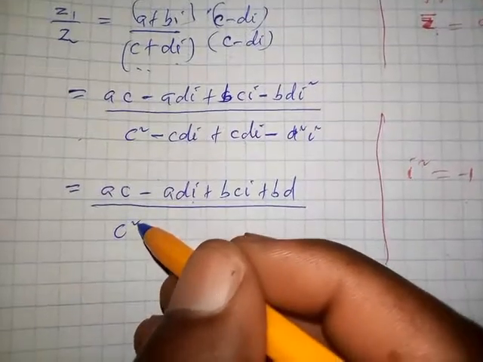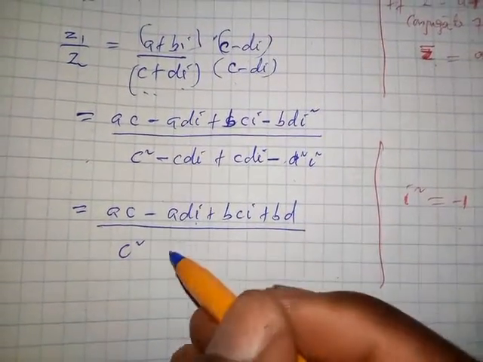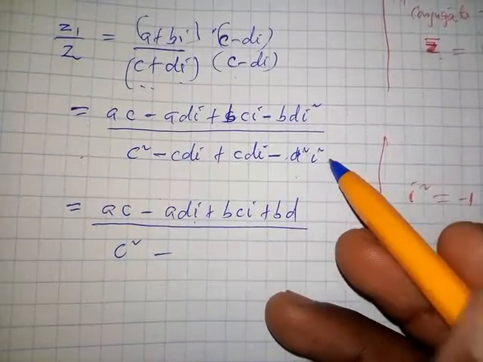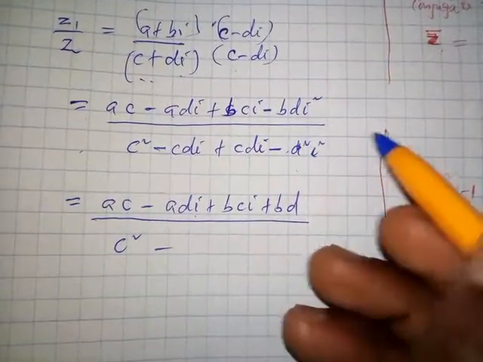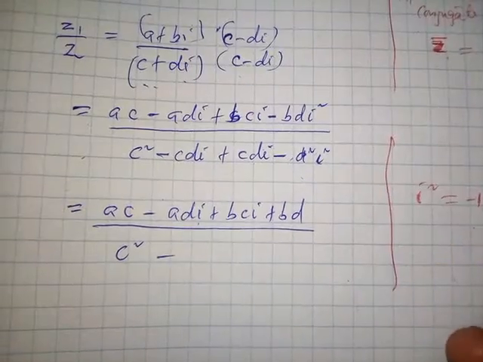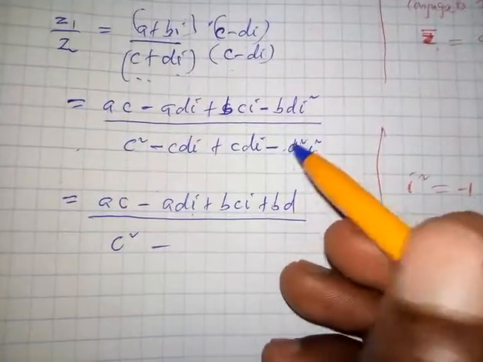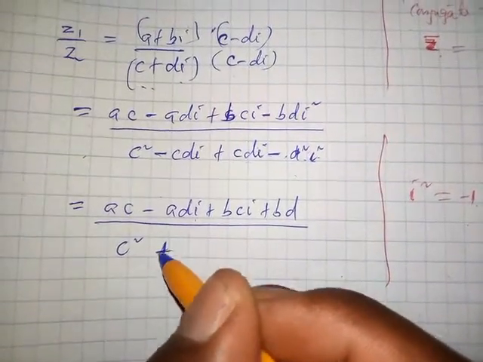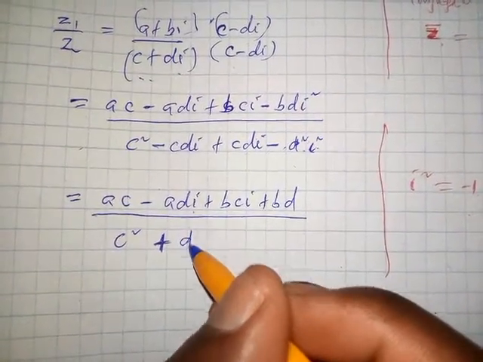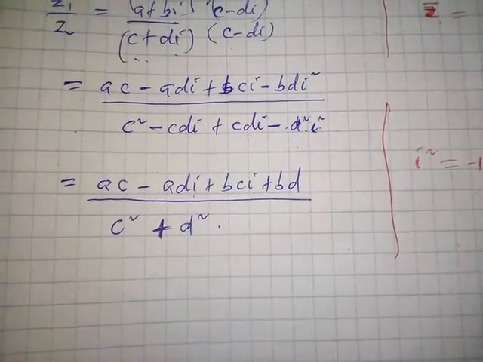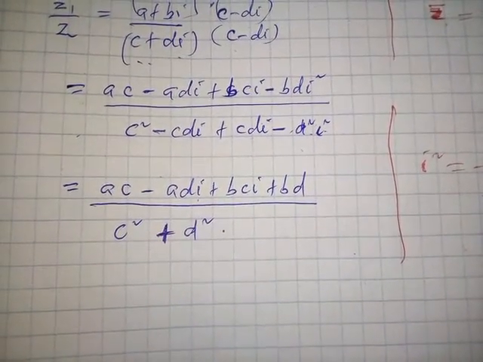We remain with c squared minus di squared, but remember, i squared is equal to negative 1. So this negative 1 times negative d squared will be a positive d squared. Hope you're following.